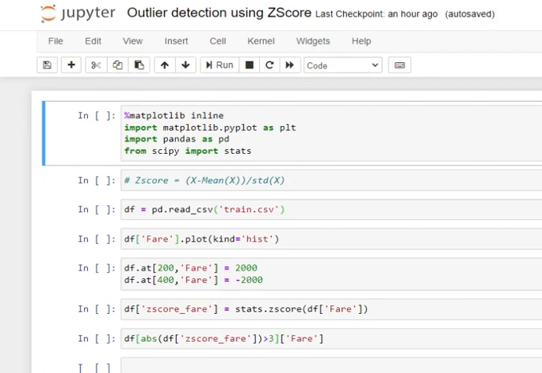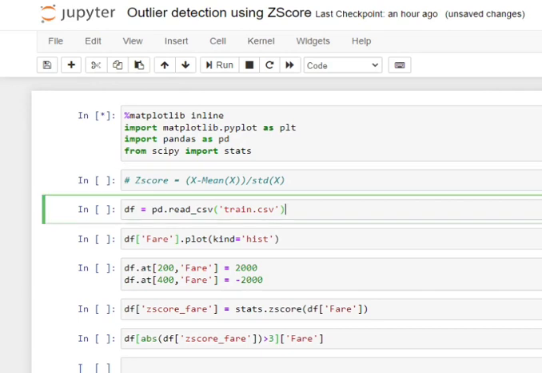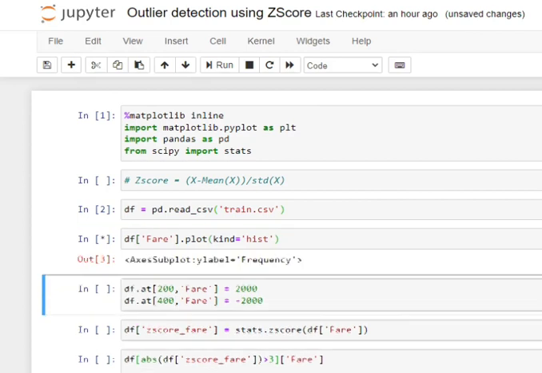So let's get started. First of all, we will be importing all the required libraries. Second, we will be loading the Titanic dataset that we have on my local machine, with the name train.csv, in a data frame. Then we will try out Z-score for detecting outliers on the fare column in this dataset. So let's first of all see its distribution.